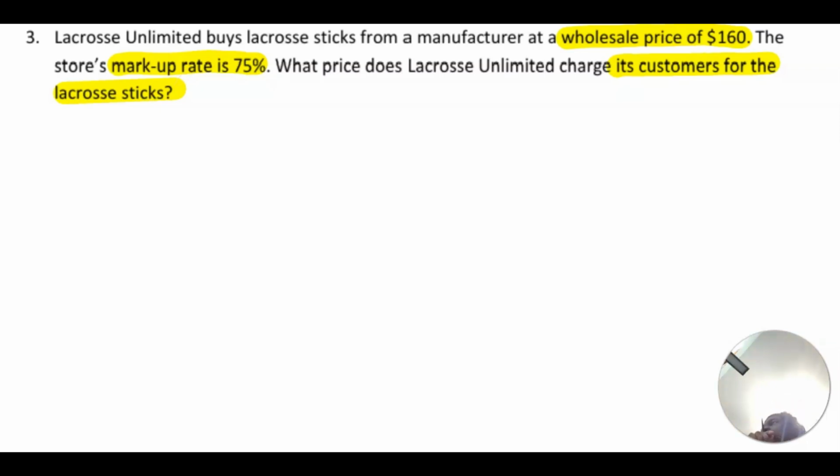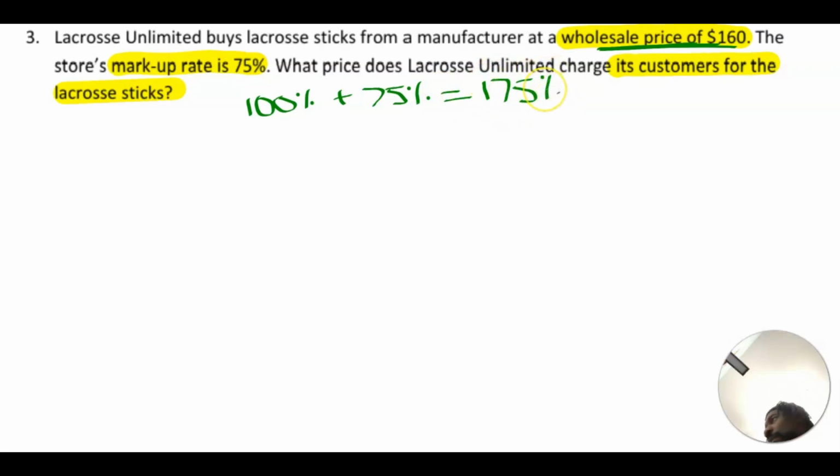Lacrosse Unlimited applies a 75% markup to the wholesale price of $160. So first we need to figure out how much is the markup. Or we can go straight to it. And when I say straight to it, keep in mind our wholesale price is representative of 100% of the price. That's its original price. So we have our 100% plus the additional 75% markup that they're giving you. That means we're going to now be paying a total as a customer of 175%.